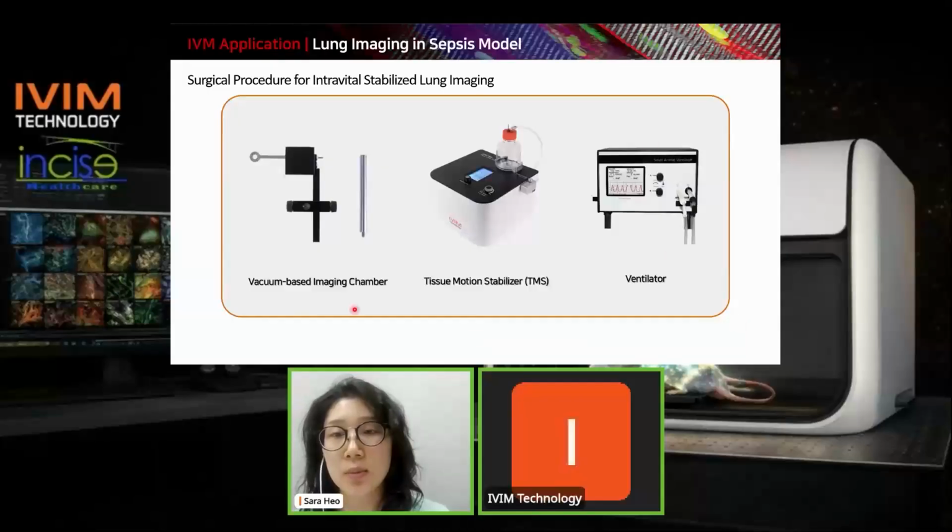So the vacuum-based imaging chamber is what holds the lung while imaging. And this chamber is connected to the tissue motion stabilizer, the TMS. So TMS is the device that stabilizes the surface of the lung on the chamber by negative pressure. And then finally, the ventilator is what maintains the stable respiration of the mouse throughout the surgery and the imaging process.